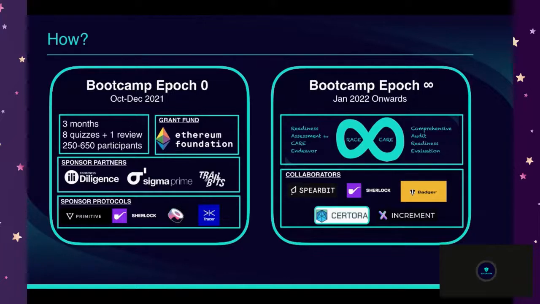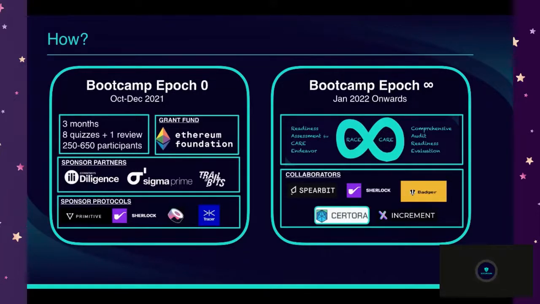I believe it was a good experience for many of us. Obviously, there were things that could have been done better. A lot of learnings. We had about 650 participants who started off with the first quiz, and finally about 250 of them finished taking all the quizzes, right? All these participants will be given NFT badges to build their reputation, to showcase that they did put in that effort and got a particular score in the quiz or in the review, right? So that was Bootcamp Epoch Zero.